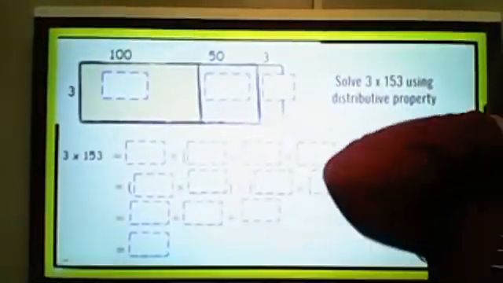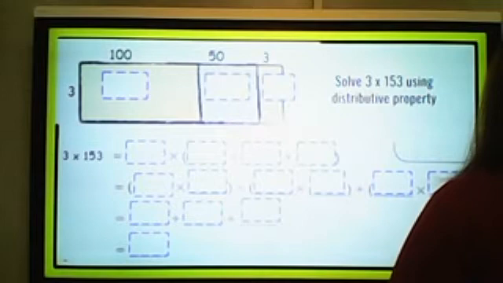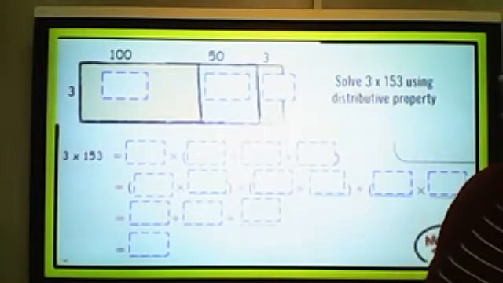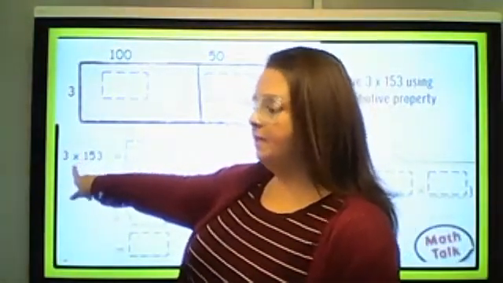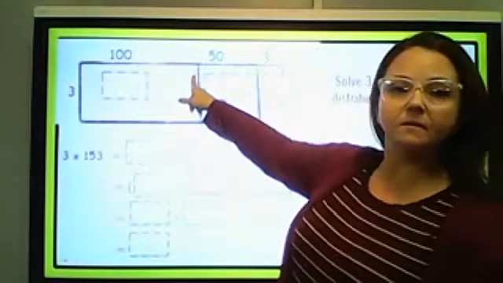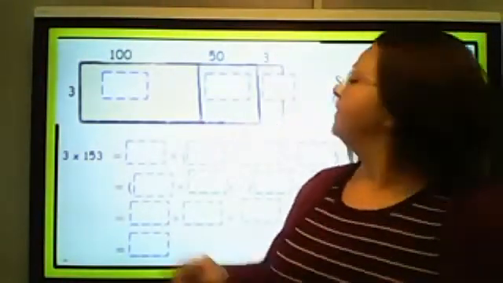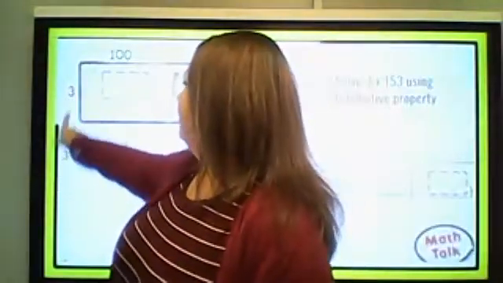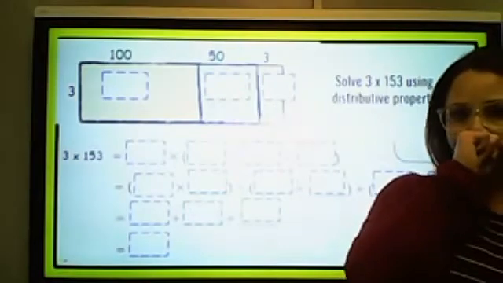So let's look at how we can multiply 3 times 153 using the distributive property. The first thing I'm going to do is break down 153 into 100 plus 50 plus 3. Y'all see how that's broken apart like that? Okay. And then the 3, which is our other factor, our one-digit factor, goes to the side.